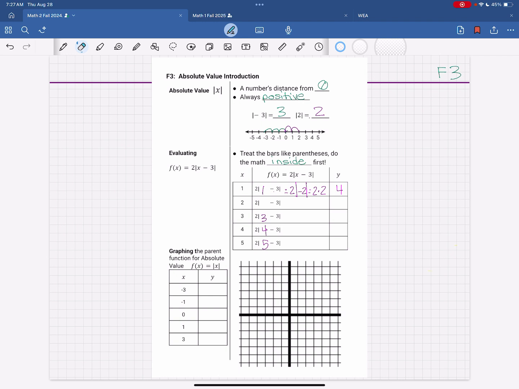Evaluating for x equals 2, again, do the math inside first. So now you have 2 minus 3, that's -1. But the absolute value of -1 is +1. So it becomes 2 times 1, which is 2. Now, 3 minus 3 is 0, and the absolute value of 0 is 0. So 2 times 0 is 0.